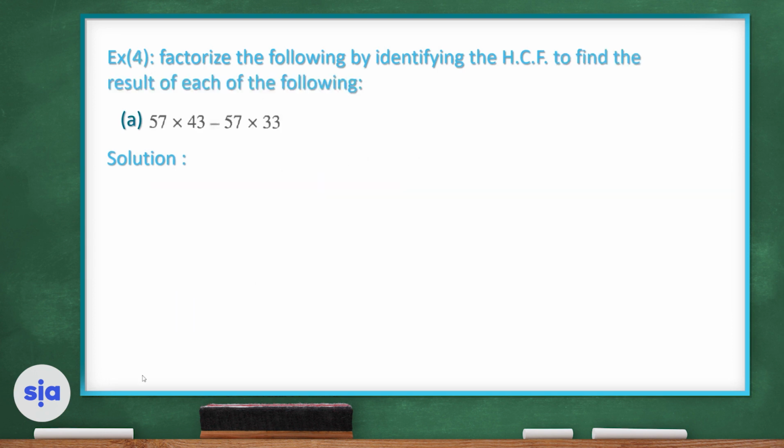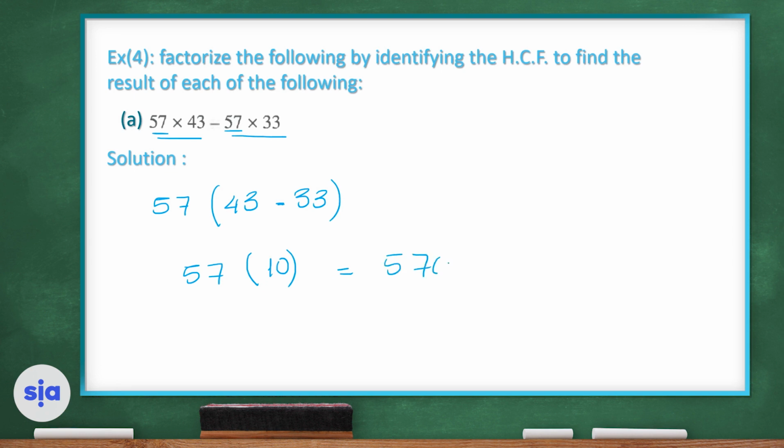Exercise number 4. Factorize the following by identifying the HCF to find the result of each of the following. Here we have two terms multiplied together and two terms multiplied together. The common term is 57. So it's 57, this would be the HCF, multiplied by 43 minus 33. So it's 57 multiplied by 10. The result is 570.